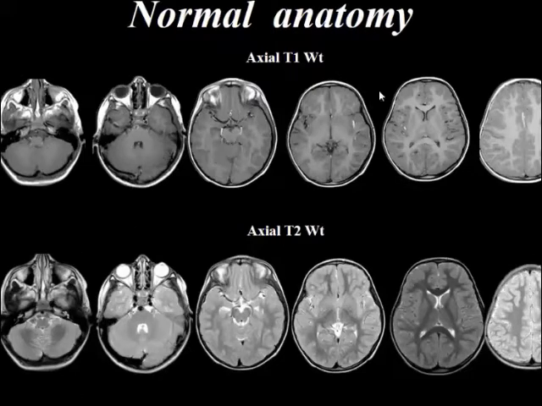So now let's look at the anatomy here. This is a T1 or a T2 weighted sequence. CSF is black, fat is white.